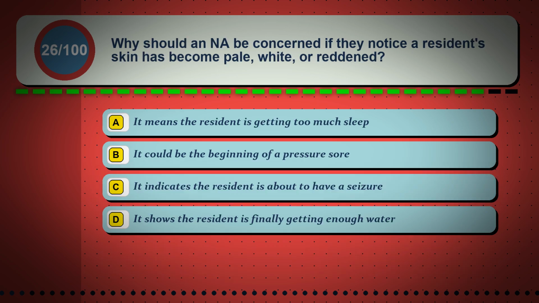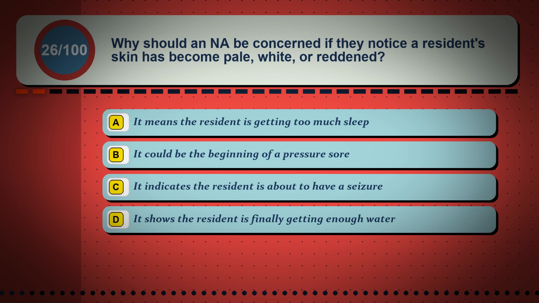Question 26. Why should a NA be concerned if they notice a resident's skin has become pale, white, or reddened? Option A. It means the resident is getting too much sleep. Option B. It could be the beginning of a pressure sore. Option C. It indicates the resident is about to have a seizure. Option D. It shows the resident is finally getting enough water.